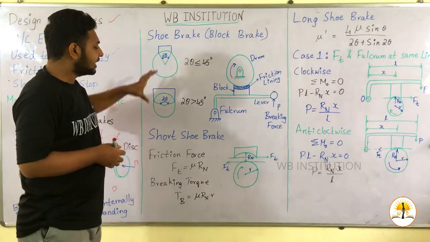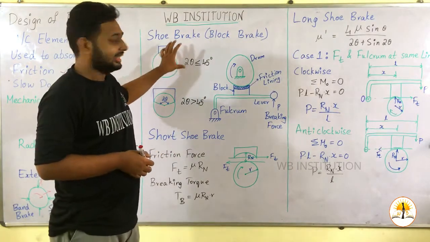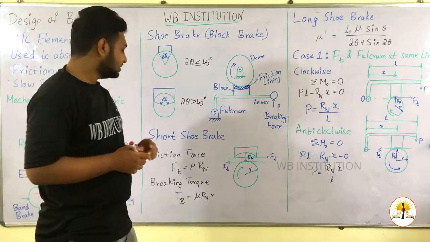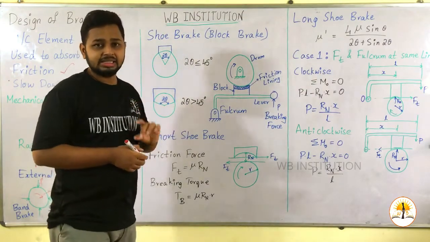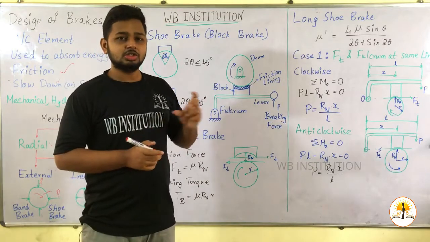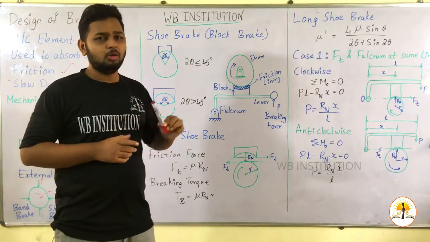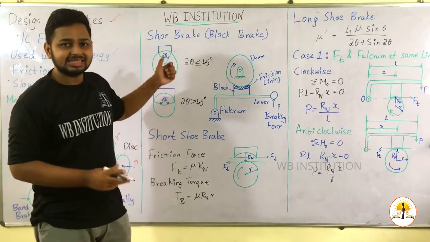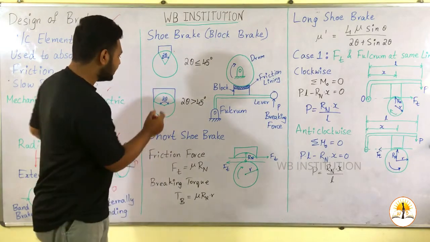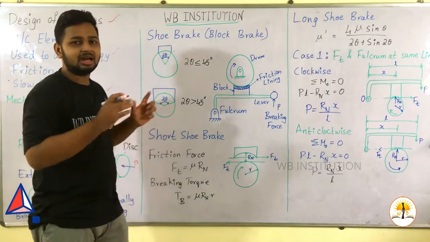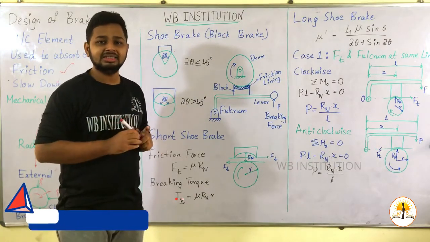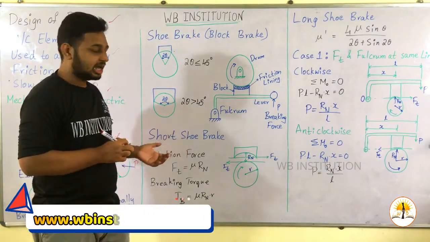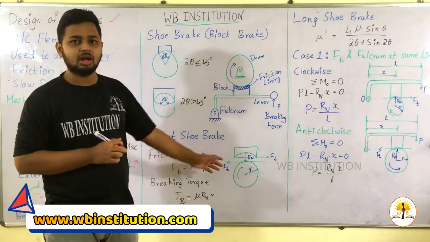So there are two types of applications in shoe brakes. One is short shoe brake and the other one is long shoe brake. The only difference between short shoe brake and long shoe brake is the size of the brake. Here if you can see, the size of brake is very small and here the size of the brake is very large. So how can we divide these sizes?